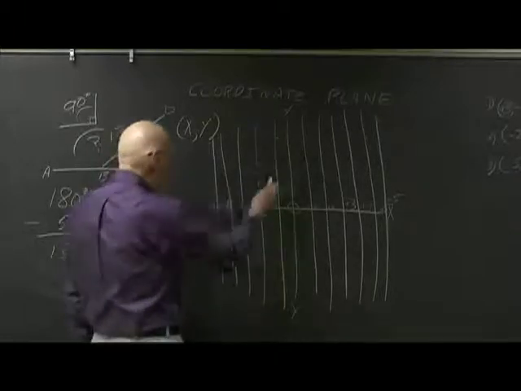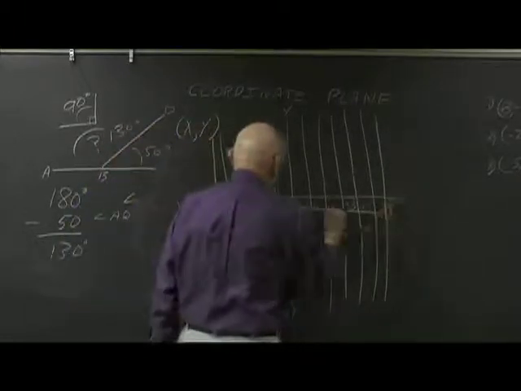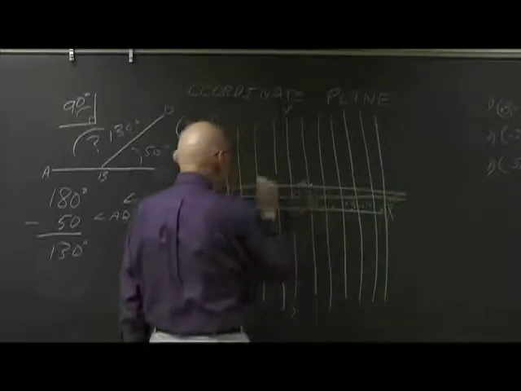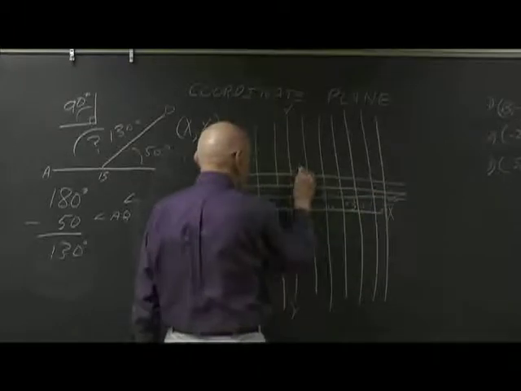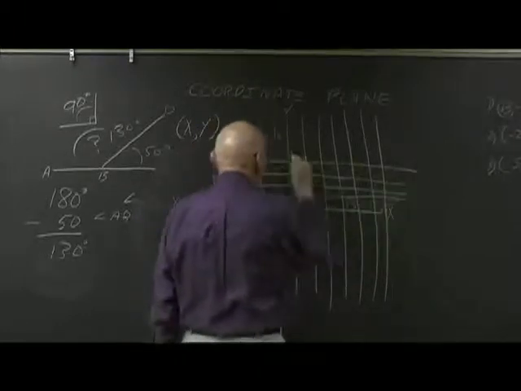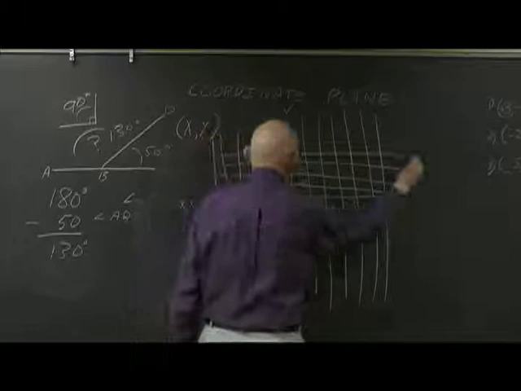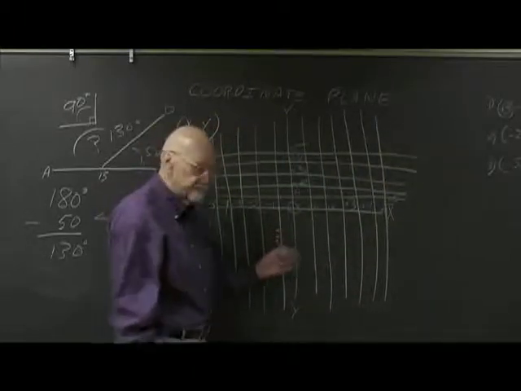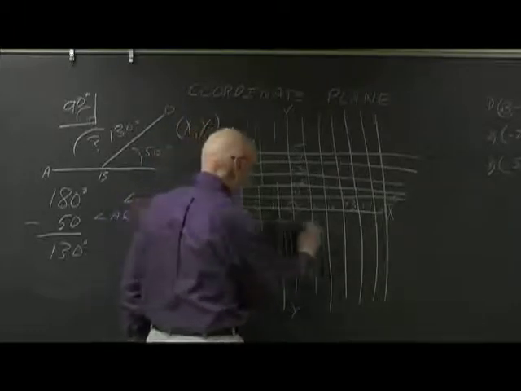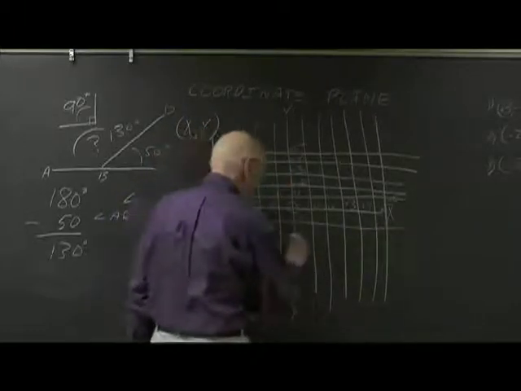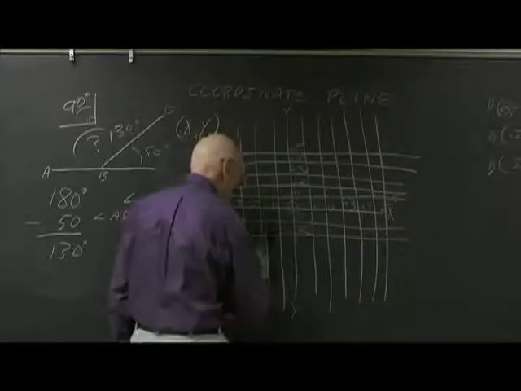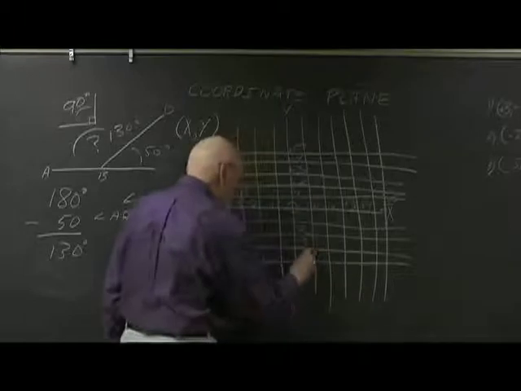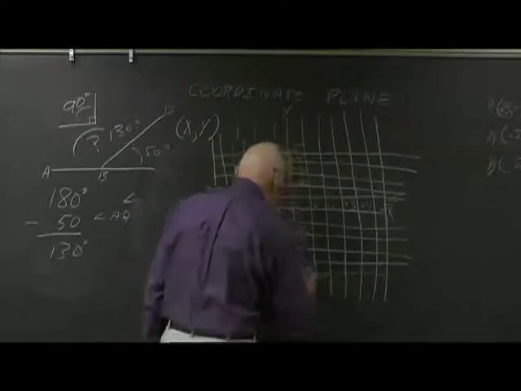Going up on the y-axis, +1, +2, +3, +4, +5. Going down on the y-axis, negatives: -1, -2, -3, -4, -5.